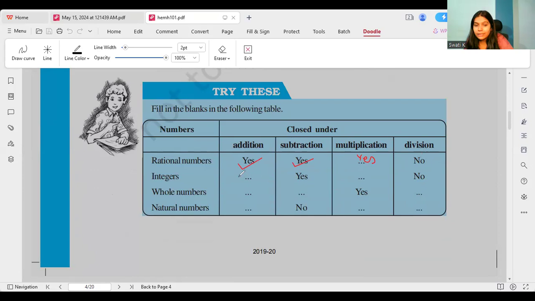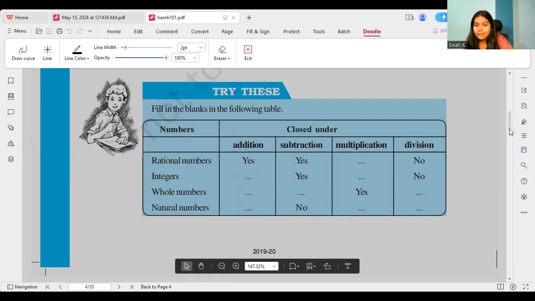For integers, addition, yes. For subtraction, yes. For multiplication, it will of course be yes. And for division, it is no. For whole numbers, we of course noticed that addition was yes. For subtraction, it was a big no. For multiplication, it was yes. And for division, no. And for natural numbers, it was not mentioned, but I already explained it. It is the same as the whole numbers. So yes, no, for multiplication yes, and for division no. So that's the answer. All right, let's go to the next part.